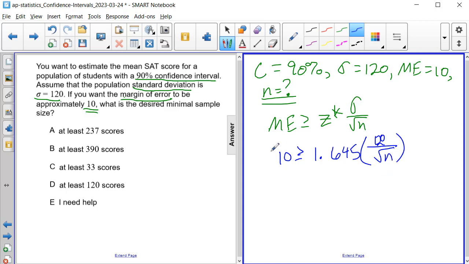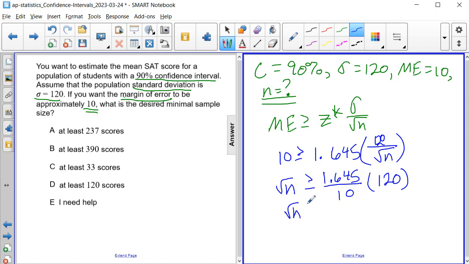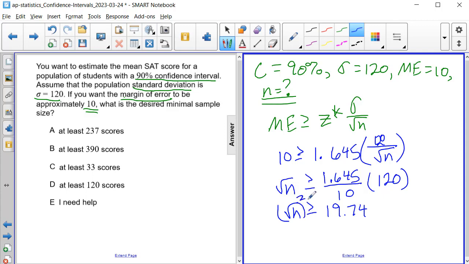Now, if we cross multiply and divide here, we'll get that the square root of n is by itself on the left, and that's greater than or equal to 1.645 divided by 10 times 120. And if we substitute this into a calculator and evaluate it, we get that the square root of n is greater than or equal to 19.74. And then in order to get n by itself, we need to square both sides.